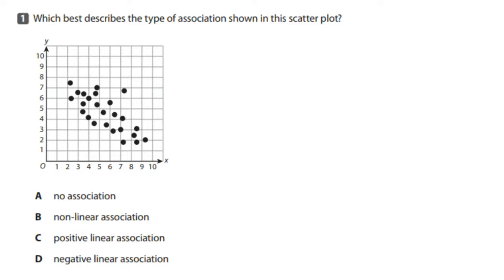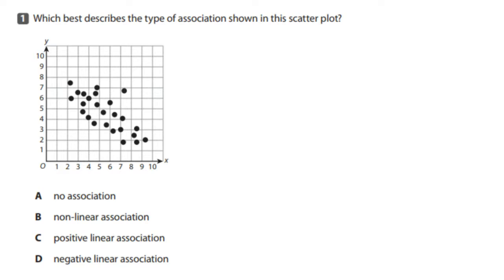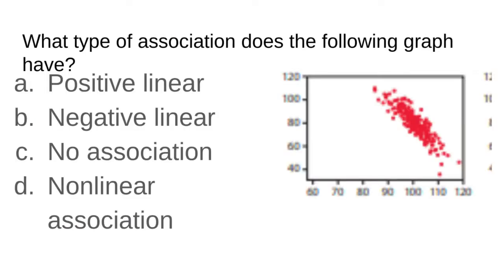Okay, let's look at a few more examples. So this one says, what type of association does the following graph have? Positive linear, negative linear, no association, or nonlinear. Okay, so positive linear, remember, would have a positive slope. It would be going up. This data looks like it is going down. The dots aren't all over the place. They are very close together. I would say even closer than the ones in this graph. There's obviously more points here as well, so more individual pieces of data being shown.